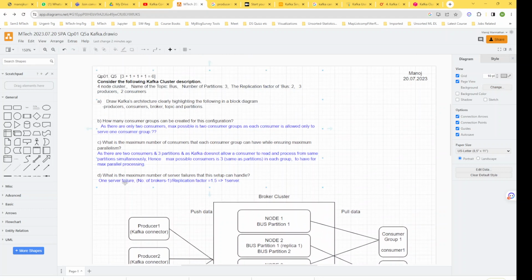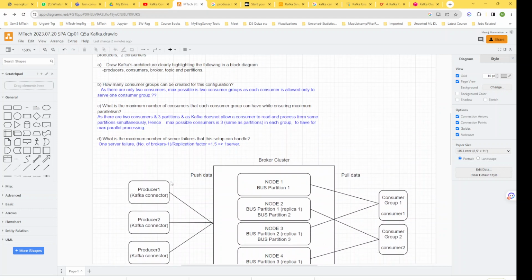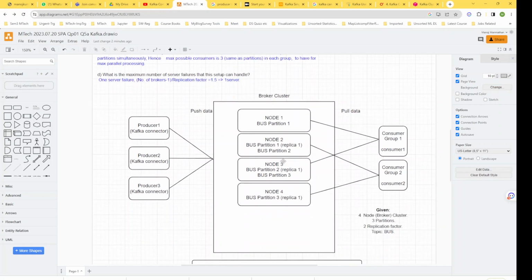Got it. And what's the maximum number of server failures? So if one server fails, for example this one fails, we have partition 1 available here also, right? So it will work. At least one should be available, so 2 can fail, right? If this and this fail, but one is gone, no?